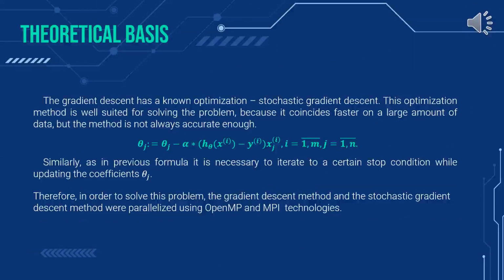Gradient descent has an optimization, stochastic gradient descent. This optimization method is well suited for solving the problem because it converges faster on a large amount of data, but the method is not always accurate enough. Similarly, as in the previous formula, it is necessary to iterate to a certain stop condition while updating the coefficients theta j. Therefore, in order to solve this problem, the gradient descent method and the stochastic gradient descent method were parallelized using OpenMP and MPI technologies.